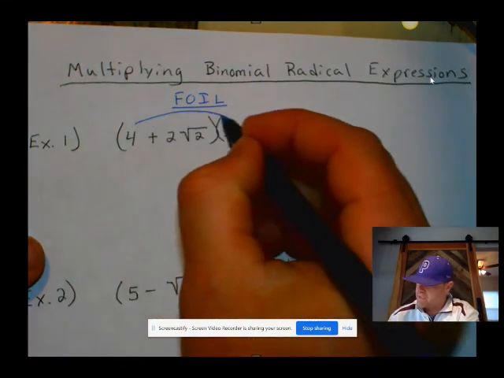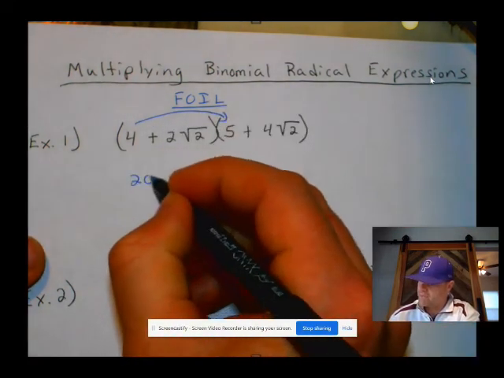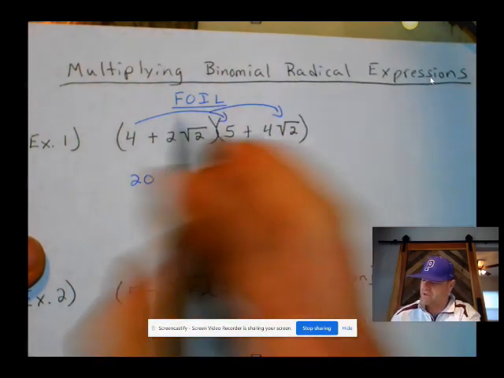Okay, first thing is going to go right there, and that's going to give me 20. And then I'm going to go 4 times this right here, and then just go 4 times the 4.